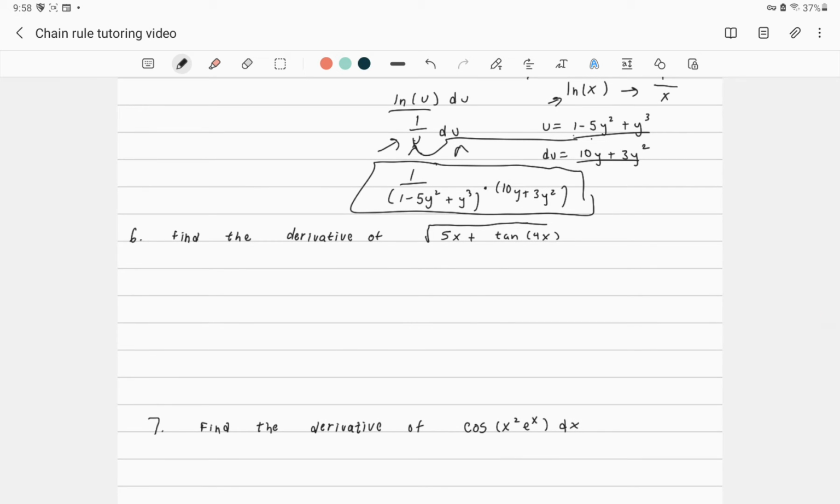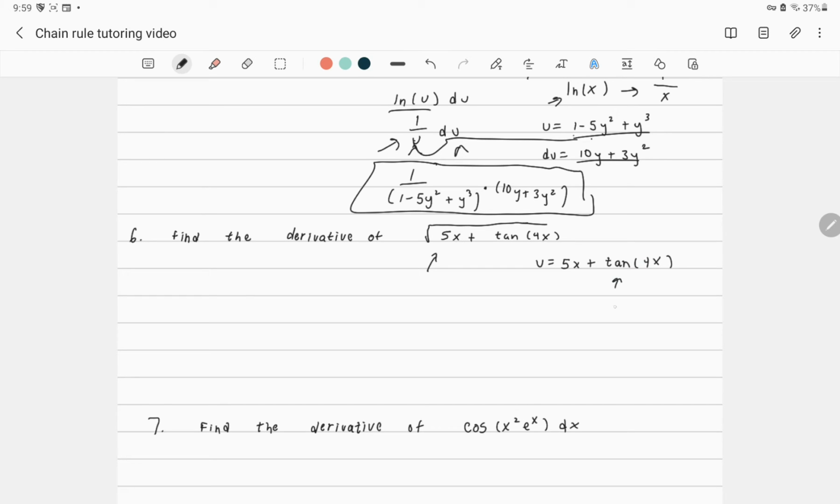Okay, now we're on to question 6. So this one includes the square root. So everything under the square root is going to become u. So u equals 5x plus tangent 4x.